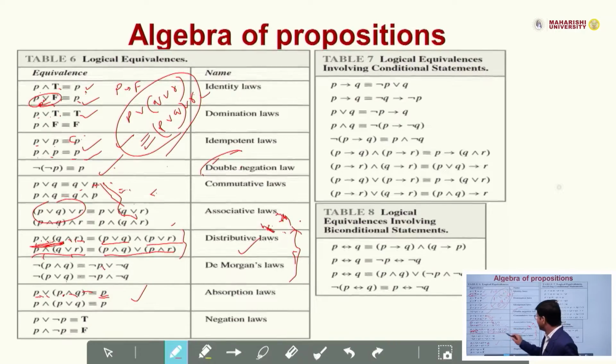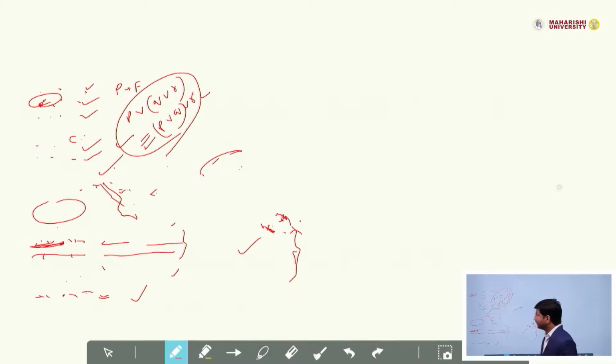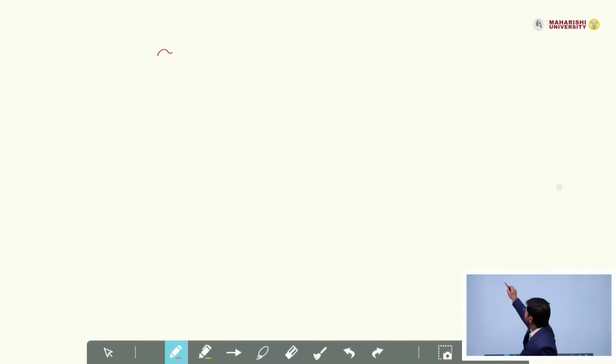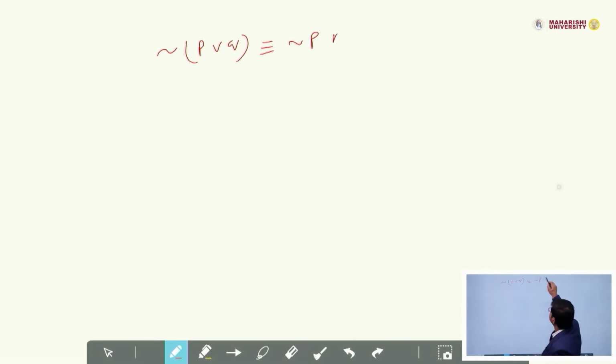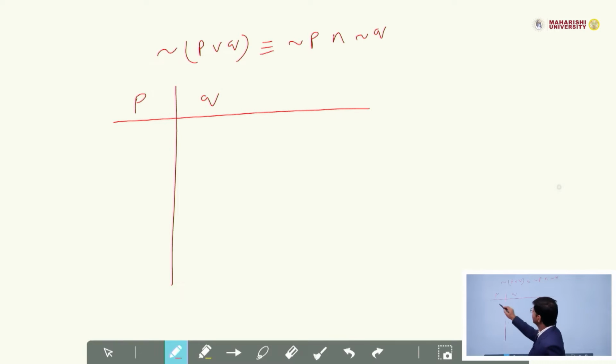Let us prove De Morgan's law, which is very important. So what is De Morgan's law? Negation of P or Q is equivalent to negation of P and negation of Q. What we have to do? We have to make a truth table: P, Q, P and Q, then true, true, false, false, true, false, true, false.